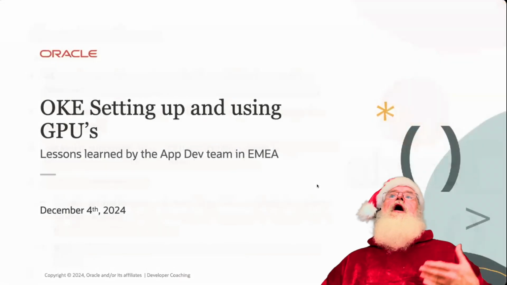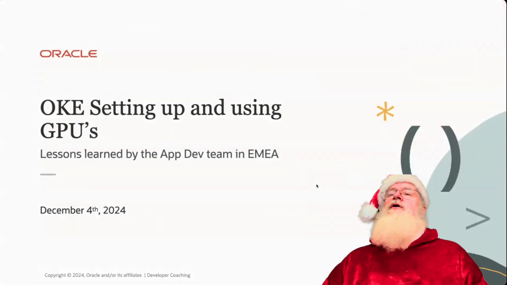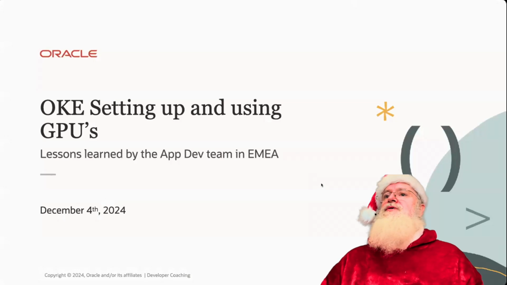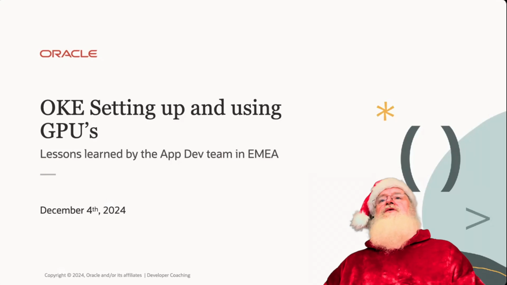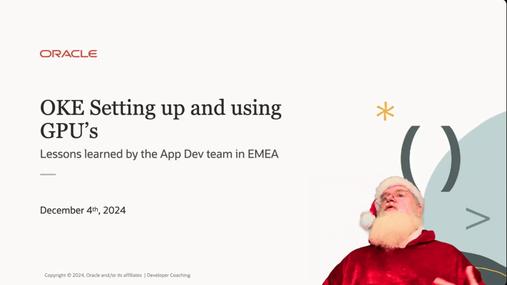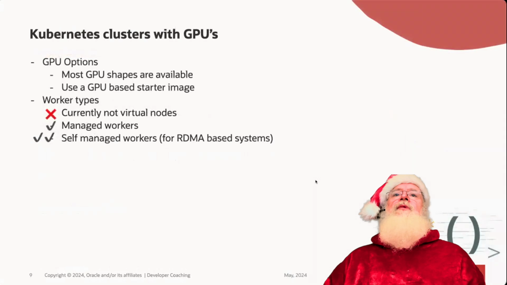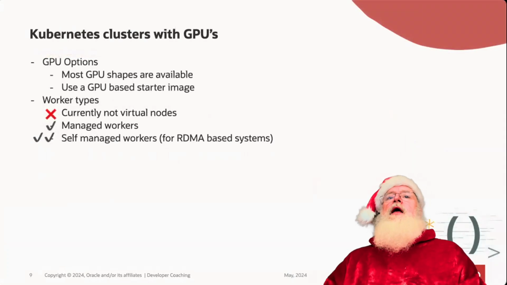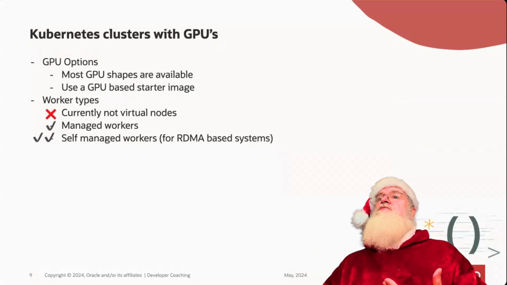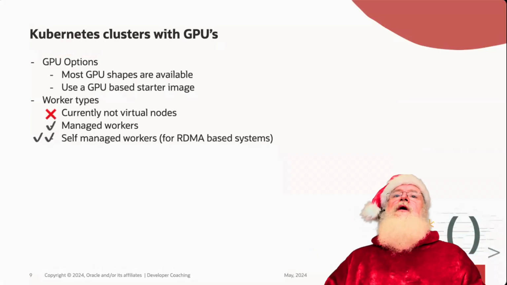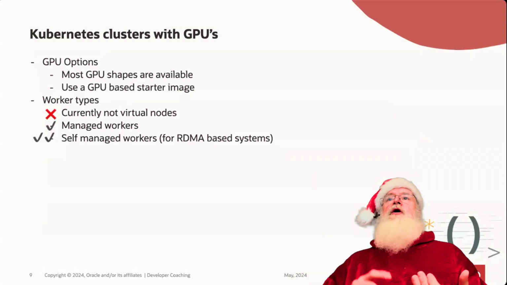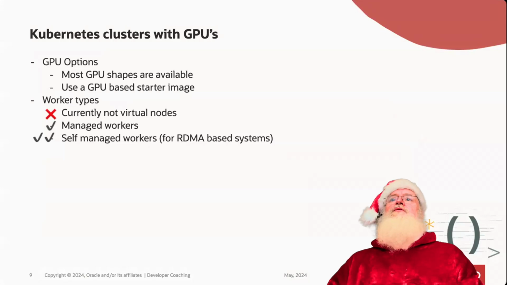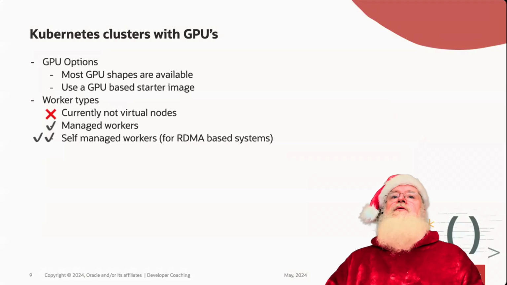Now, let's talk about some of the things you need to be aware of when setting up a Kubernetes environment and using GPUs. This is based on a lot of conversations we have had with customers around EMEA, but the principles are obviously applied worldwide. So, a couple of things. If you're using a managed node, then we support most of the GPU options. As I say, managed nodes is more for delivering and serving the models, but you will need to use a GPU-based starter image. That's basically an image that has all of the GPU drivers and all of the resources configured for optimal use with GPUs.